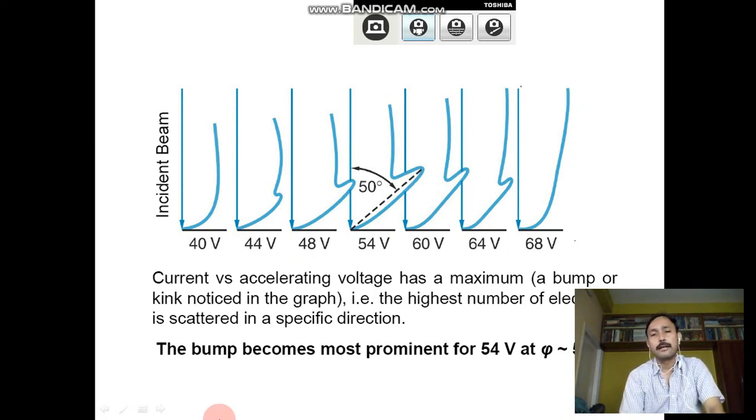The current versus accelerating voltage has a maximum, that means there is a bump or a kink noticed in the curve. After 40 volt, then at 44 volt, the kink develops and increases. At 54 volt, it becomes maximum. The bump becomes most prominent for 54 volt, and this angle becomes 50 degree. So the prominent bump will be at an angle of 50 degree, when the applied voltage is 54 volt.